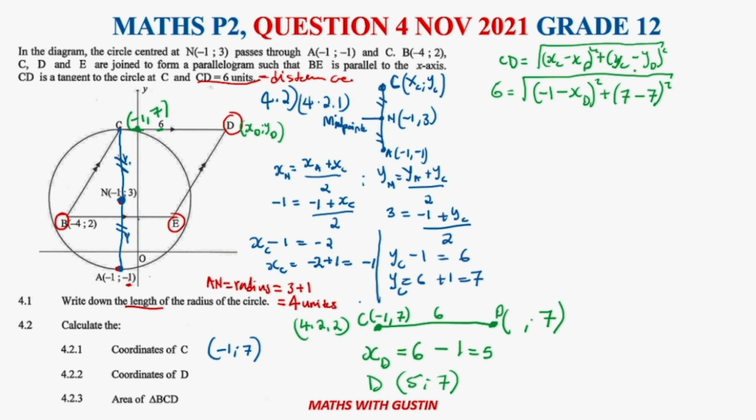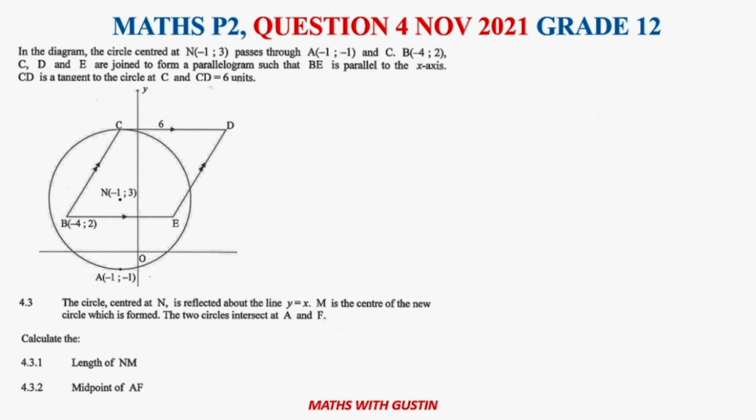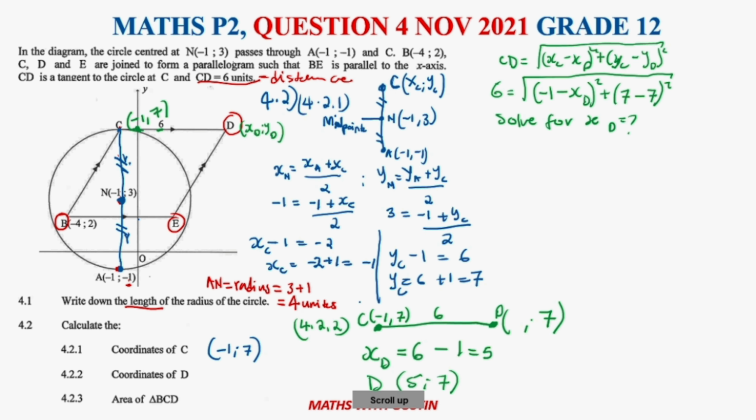Okay, can you see, guys? Therefore you can substitute, do the algebra, then you solve for x at D, and that's how it goes, guys. Then you would be able to find this equation. All right, great stuff. So let's move right along to 4.3.